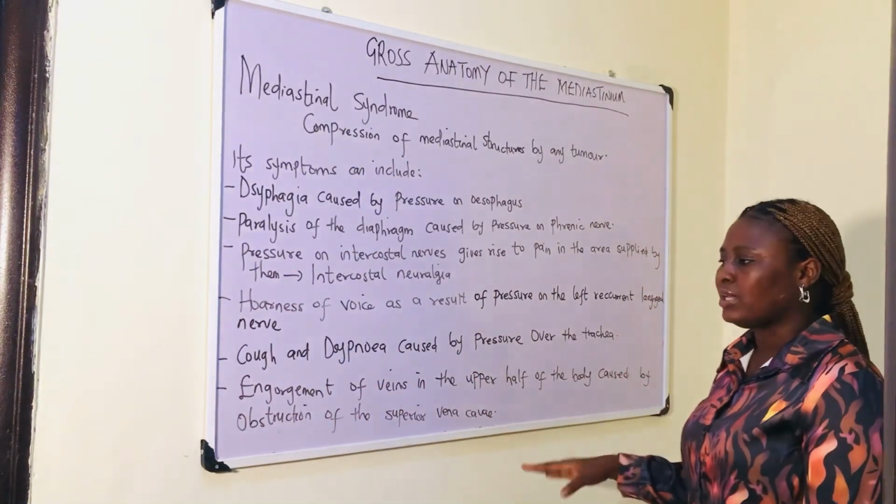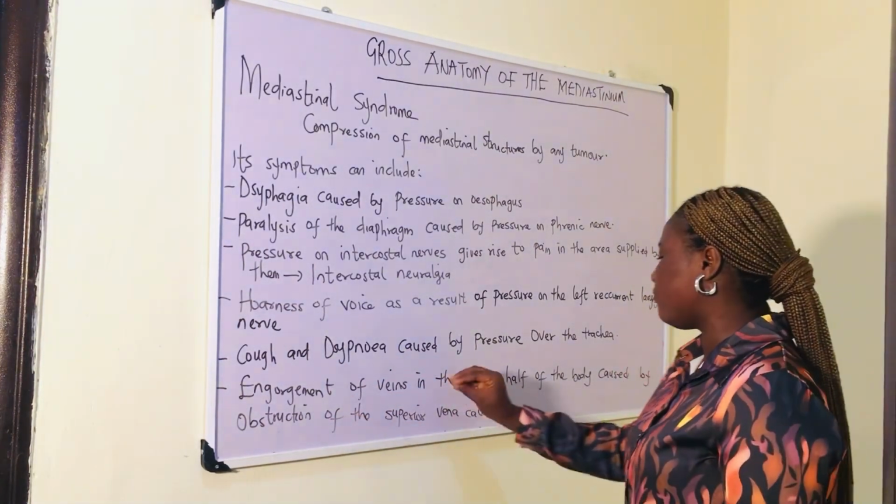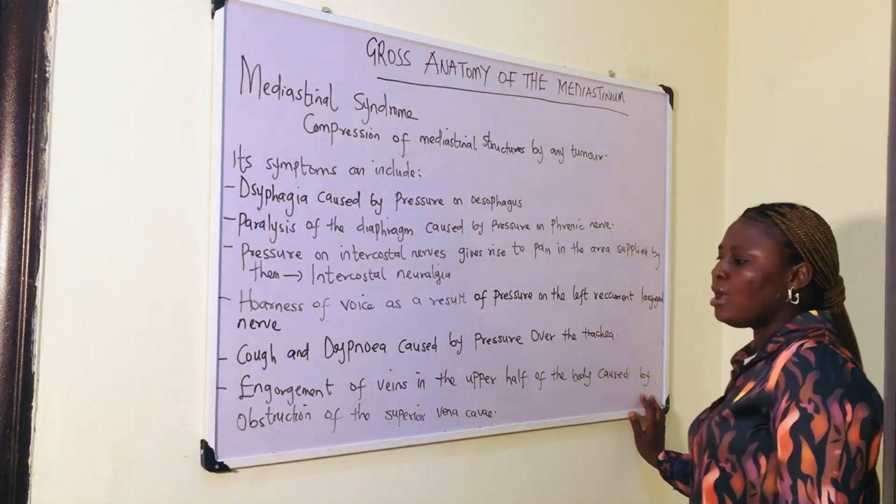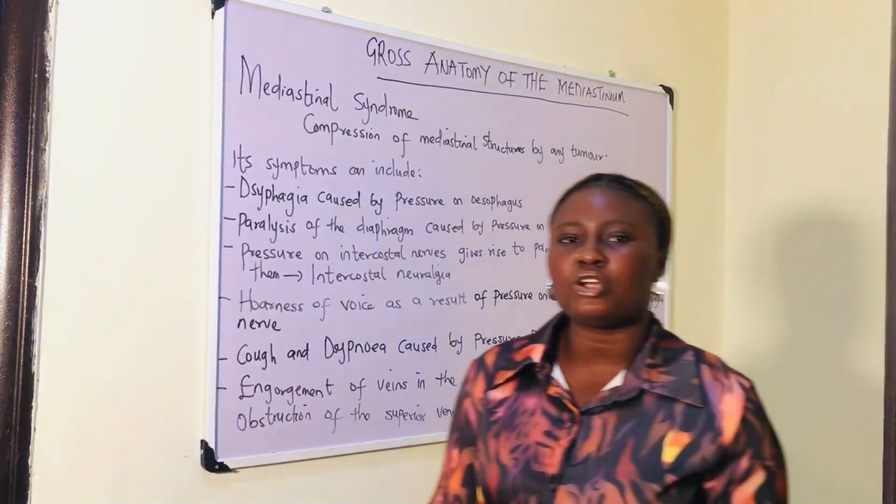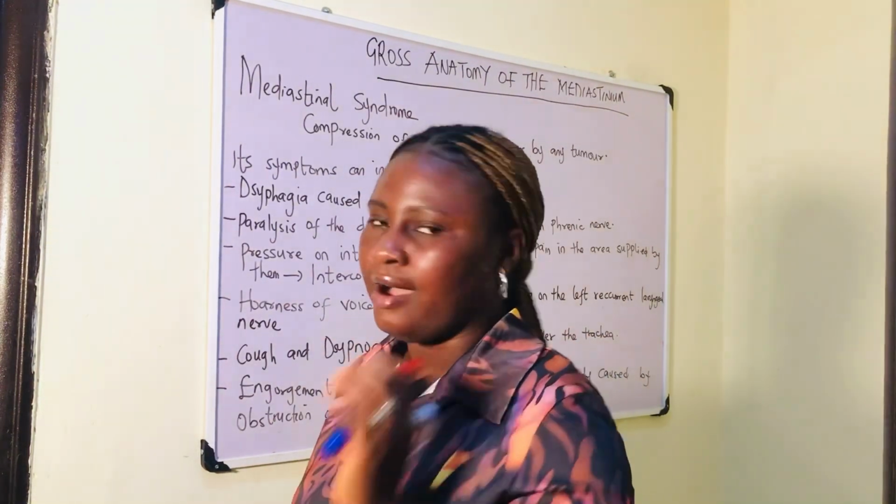Now the next one we are having is the engorgement of veins in the upper half of the body, which is caused by the obstruction of the superior vena cava.